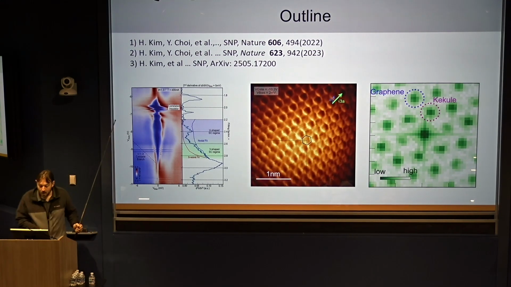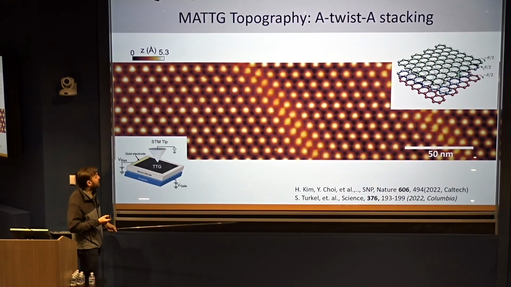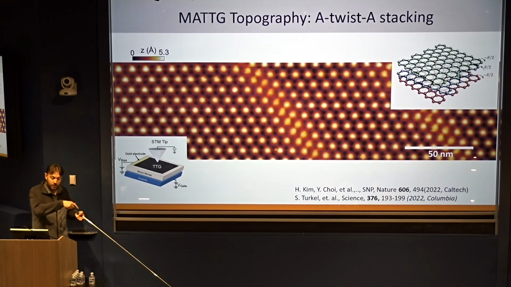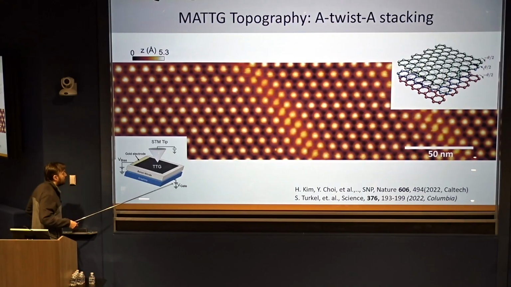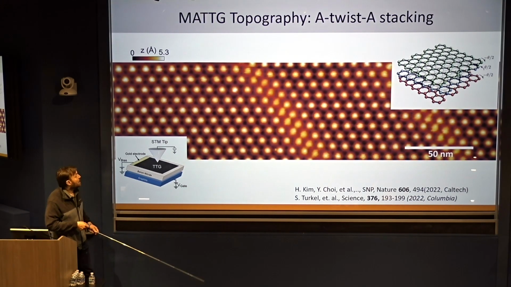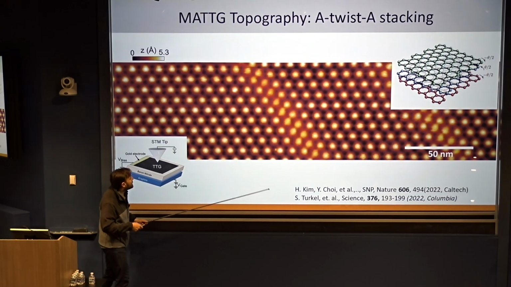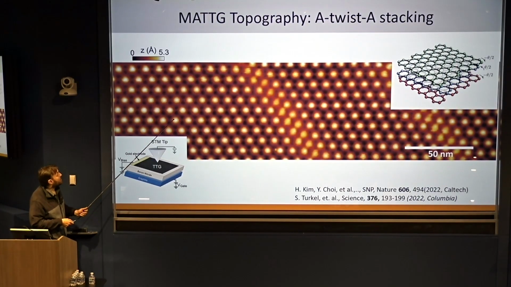So if you just take a picture of twisted trilayer graphene, you do the STM studies, so you essentially approach with a metal tip, you scan over the sample, you have a gate underneath that you can use to tune the density of electrons, and if you do a generic scan, you can see that in most areas of the sample, you have this triangular lattice of bright dots.